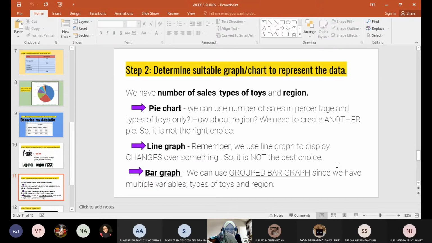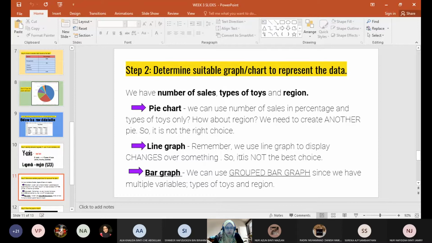Okay. Next is the line graph. Remember that we use line graph to display changes over something. Kalau ada perubahan sesuatu, kita nak tengok dia punya trend tu, barulah kita boleh guna. Only then we can use the line graph. And the bar graph is, yes, the best one because we can use group bar graph, since we have multiple variables, which are types of toys and region.